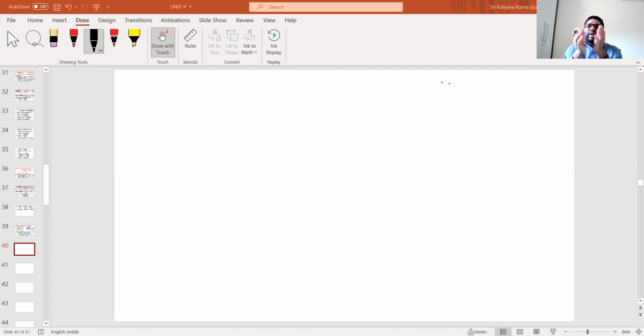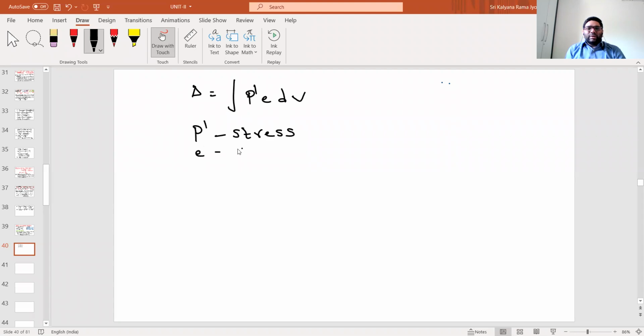So I'll try to talk about that. We have already learned the concept of strain energy. In that we have seen strain energy due to axial load, strain energy due to bending, and strain energy due to shear. And there also we have seen it is just a representation of the stress strain plot or the load deflection plot. So delta is equal to integral p dash into e dv, where p dash is the stress and e is the strain. Any terminology we can use.